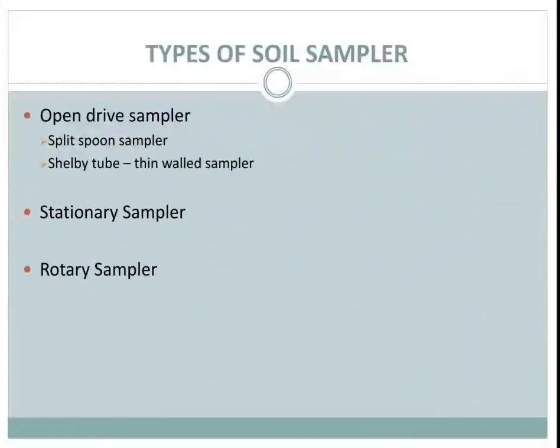Stationary piston sampler consists of a simple cylinder and a piston system, and rotary samplers are the core barrel type, having an outer tube provided with cutting teeth and a removable thin wall inner side. The theory of these samplers is not provided in your course content, so I'm not going to give you a deep description about the samplers.